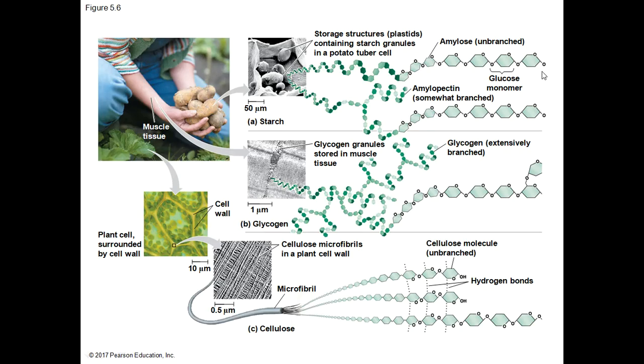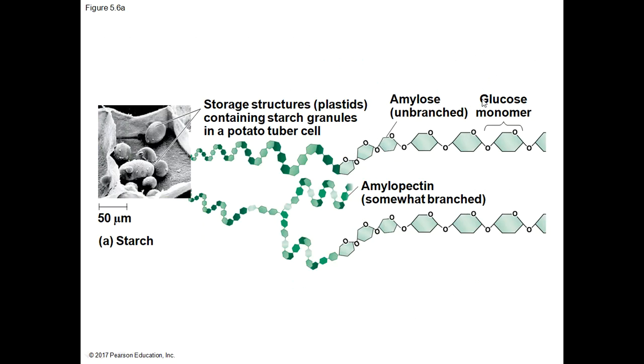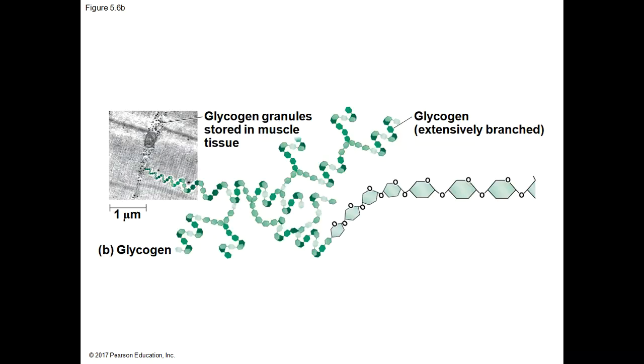As you can see here in the top right, you have amylose, which is unbranched. So these glucose molecules will be broken off sequentially, one after the next, so you get a slow release of energy. In amylopectin, you have some minor branching, so you can actually break glucose molecules off one chain and the other chain at the same time, one by one. So it releases a little bit more energy faster than amylose does.